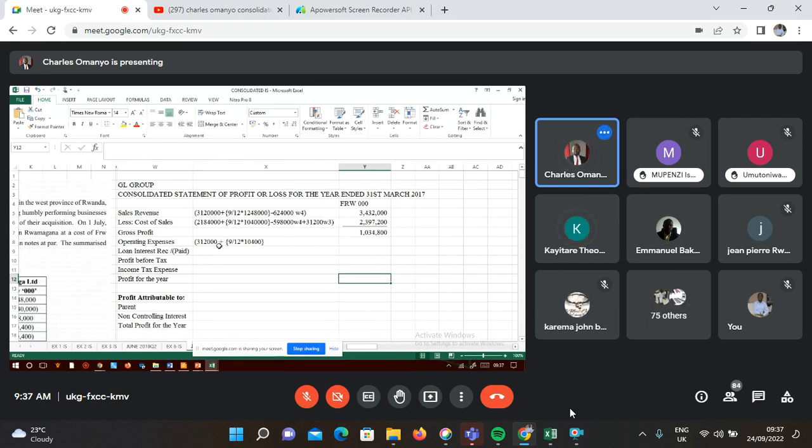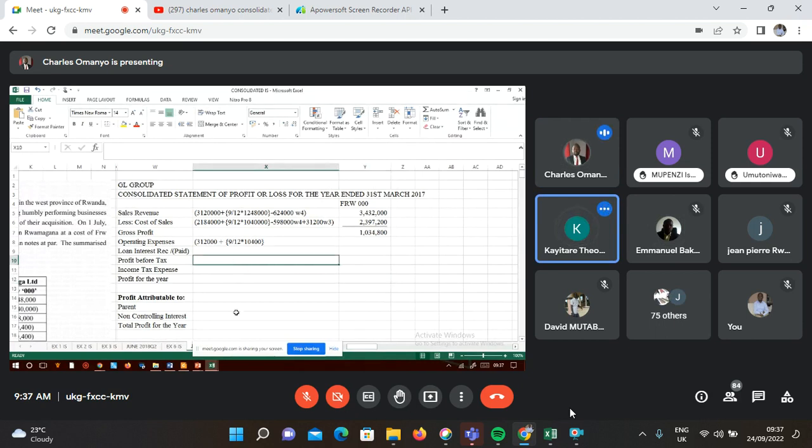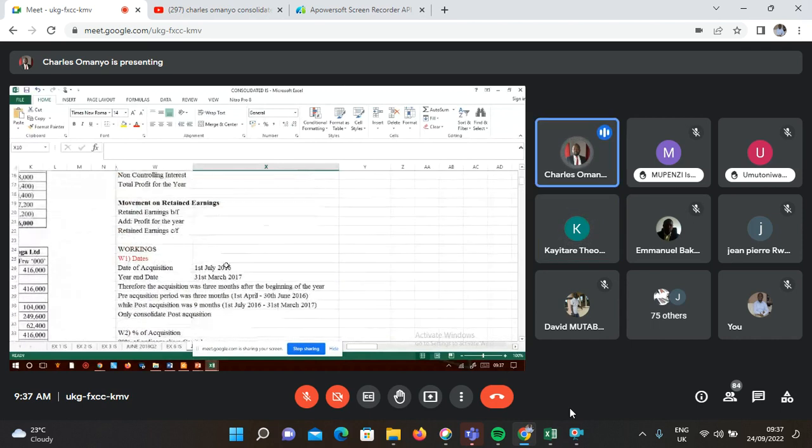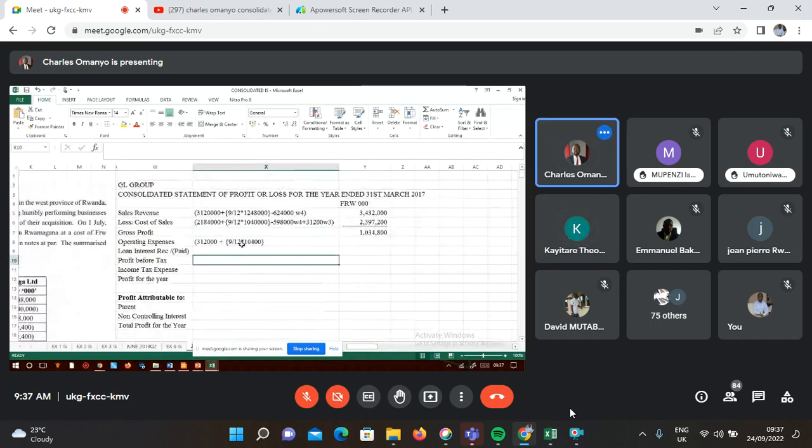I have a question. On adjustment number 2, that figure 78 million stands for what? Which 78 million? 78 million.